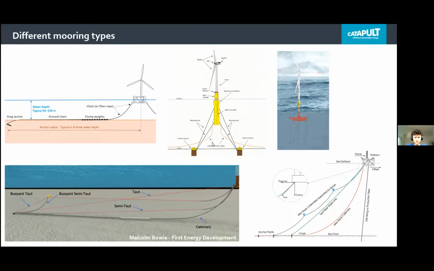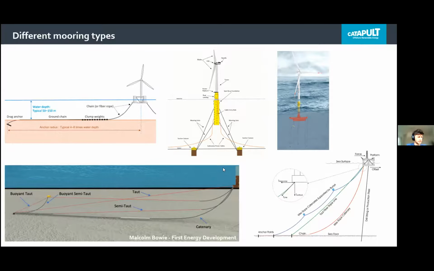Second is a taut system, where the moorings provide restoring forces through their elasticity. With these mooring systems, we're quite often using synthetic ropes. And the final system is a tensioned leg system, where the platform is pulled down through tendons. This is a slightly more complicated system to design, but the footprint of the mooring system is much more reduced compared to especially a catenary system.